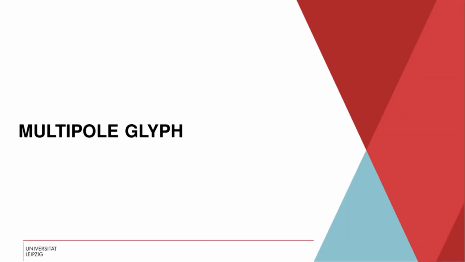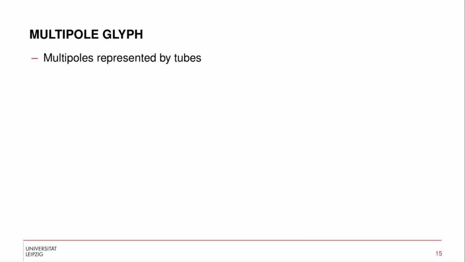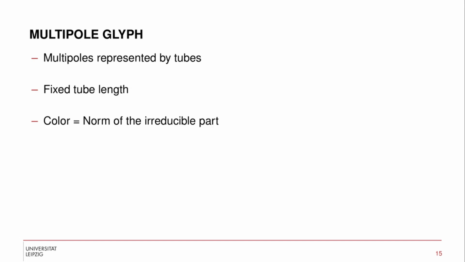And we used these multipoles to design a glyph. The glyph is very basic, as the main part is to understand these tensors in more detail. We used tubes to represent the multipoles, and these tubes have a fixed length. The color represents the norm of the irreducible part, so it describes the influence of the deviator for the complete tensor, and we used split view for a better overview.